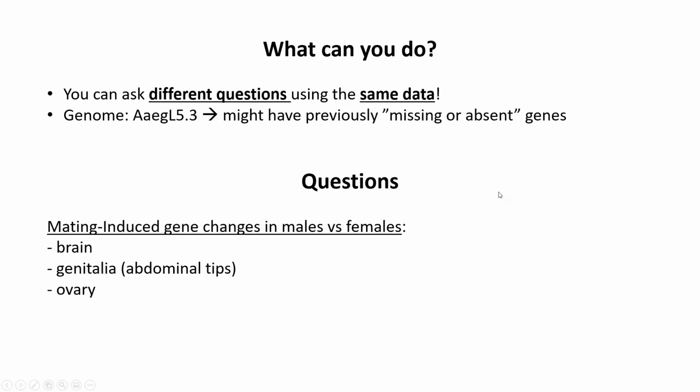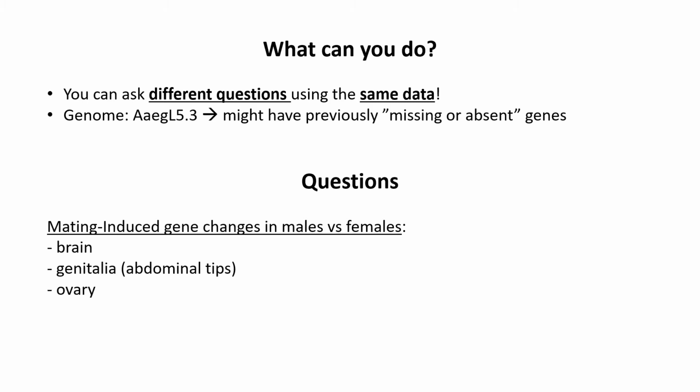So what this means to you is that because this data set is in VectorBase, you can ask different questions using the same raw data. So remember, we are now in this assembly, and we internally run the pipeline to have these data updated with the new assembly. And actually in the paper they mentioned that they had some missing genes, or they were absent compared to other species, or they have found in the transcriptome that they were not in the genome at that time. So you can be able to find those genes.